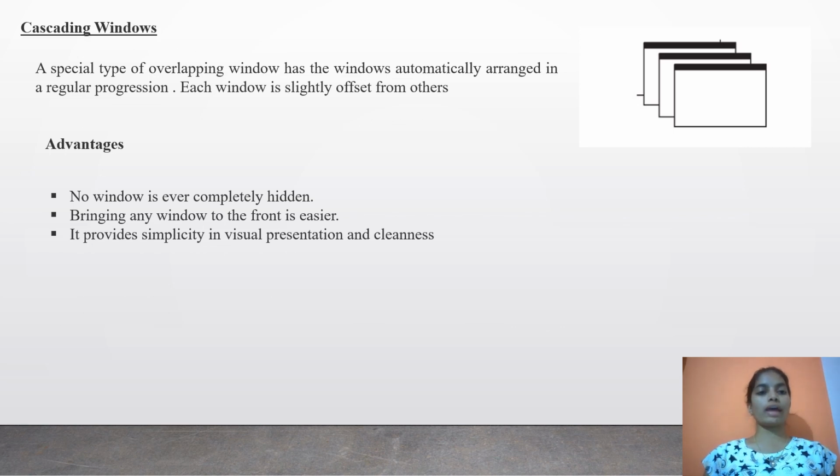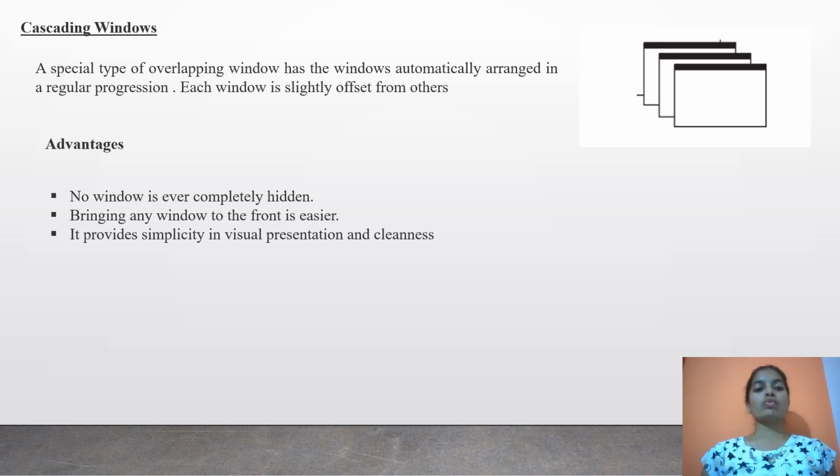Moving on to cascading windows. It is a special type of overlapping window that has the windows automatically arranged in regular positions. The diagram itself tells us how the cascading styles of windows work, where one window is behind the other window and positioned in a regular format. Each window is slightly offset from the other.